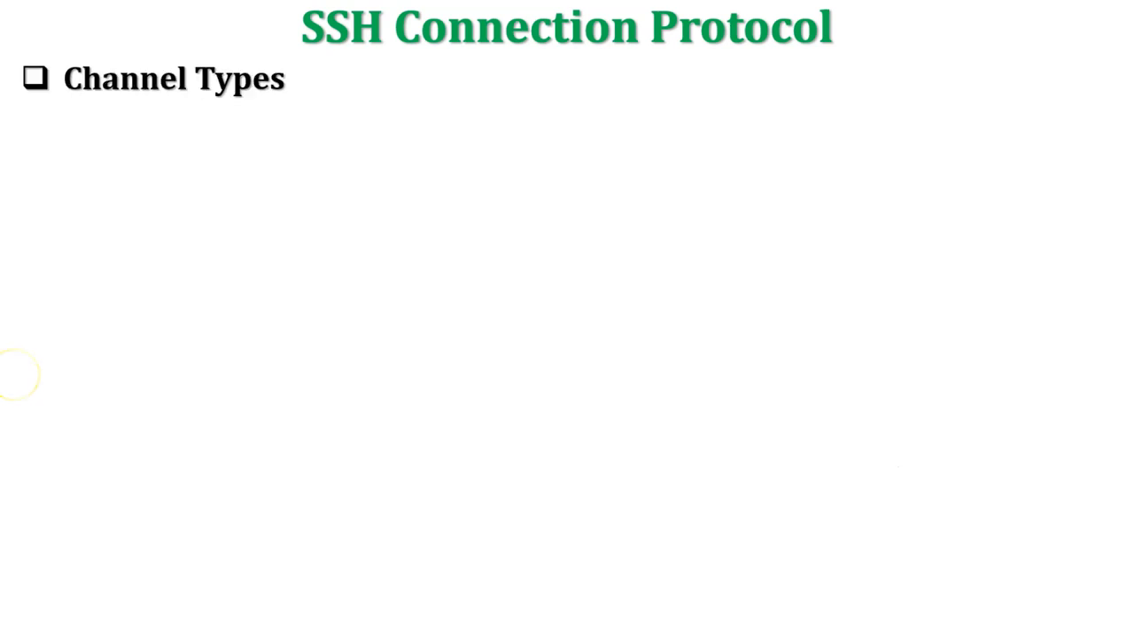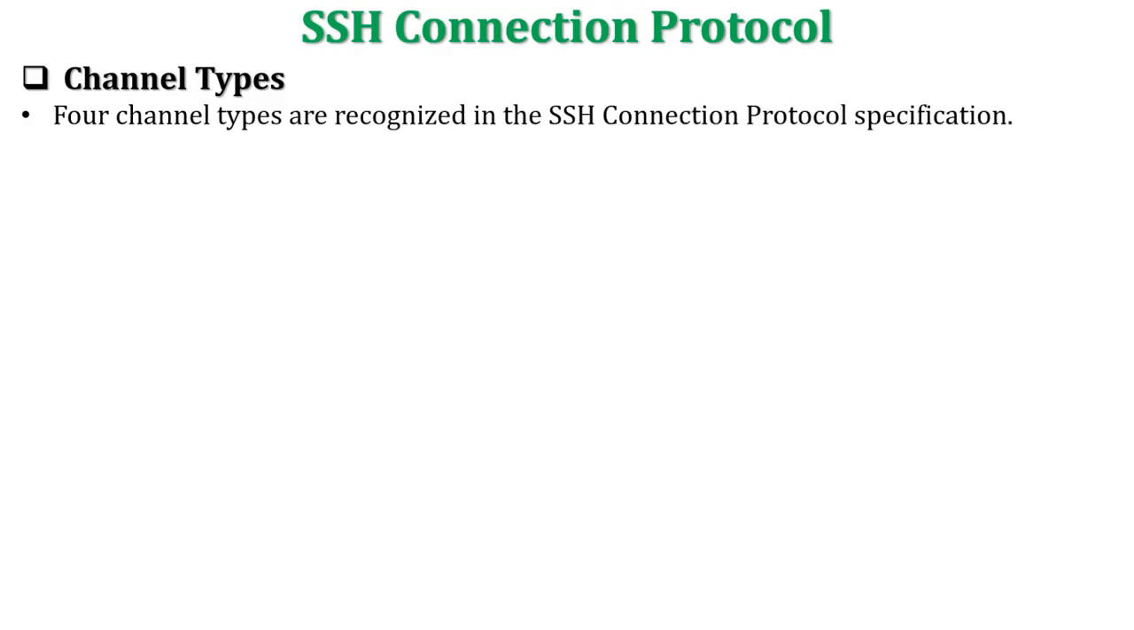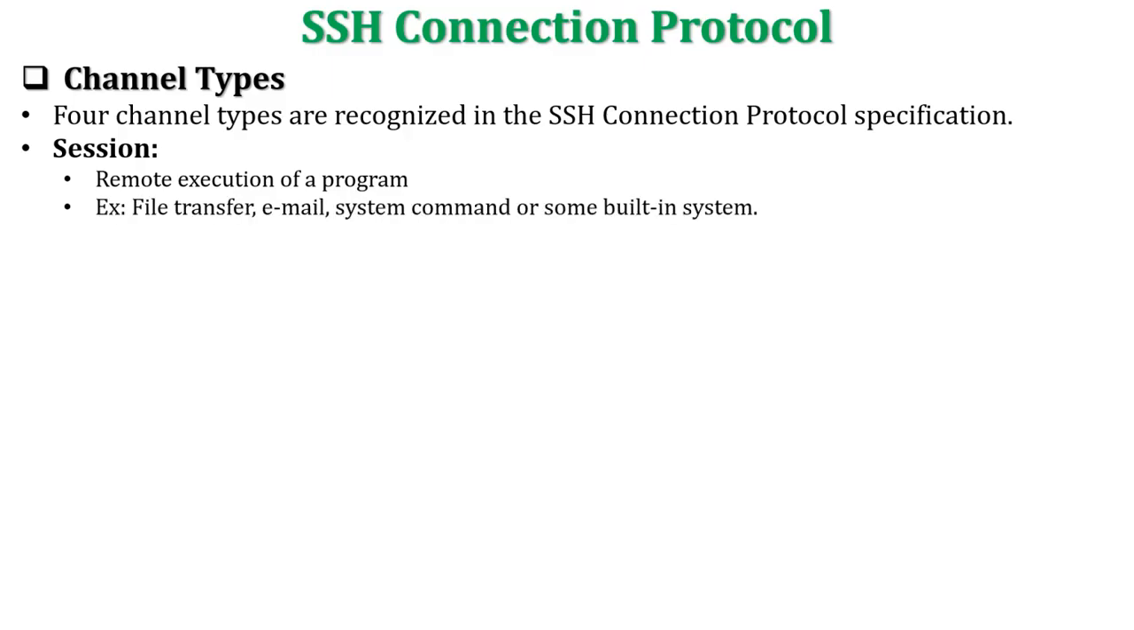The next function is channel types. There are four types of channels recognized in the SSH Connection Protocol. The first channel type is session. This channel is mostly used in remote execution of a program. Real-time applications of this channel are file transfer, email, system commands, or some built-in system. Once the channel is open, subsequent requests are used to start the program.